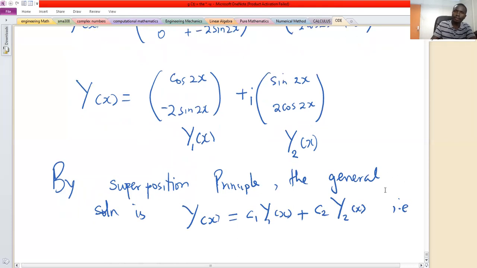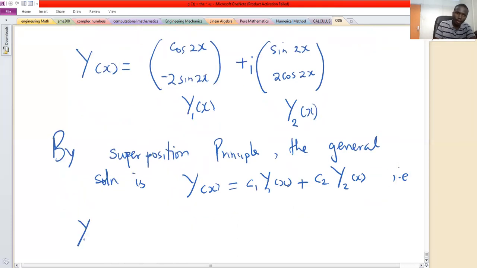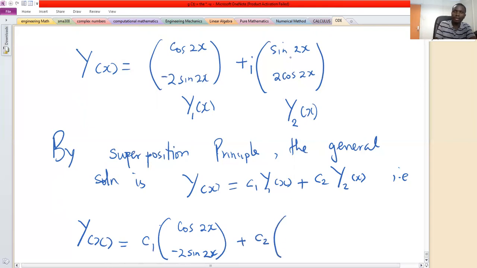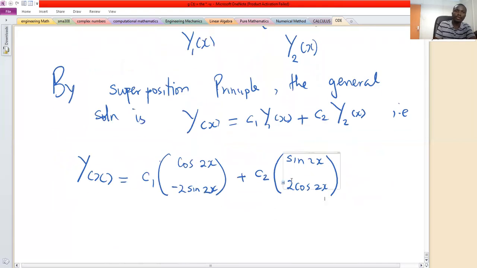i.e., y of x will be c1 times cosine of 2x, minus 2 sine 2x, plus c2. Now there's no i, so what matters is just the imaginary part of the complex unit: sine 2x, 2 cos of 2x. So this is our general solution.